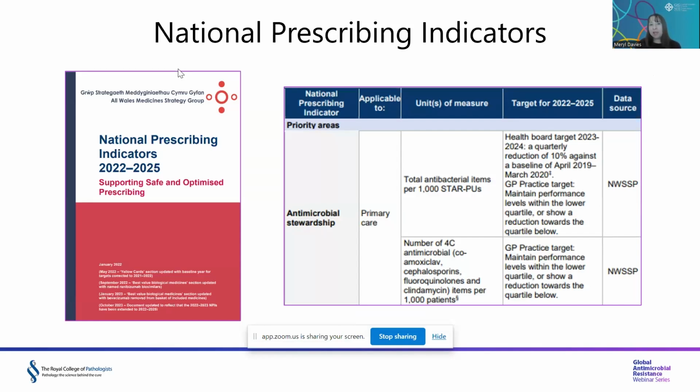So in Wales, we have 2 specific national prescribing indicators, one looking at total antibacterial items per 1,000 STAR-PUs, and the other one looking at the 4 Cs antimicrobials. So these are the broader spectrum agents of co-amoxiclav, cephalosporins, fluoroquinolones, and clindamycin, and looking at the denominator of items per 1,000 patients. And these provide either health board targets or GP targets from the perspective of reduction of prescribing.